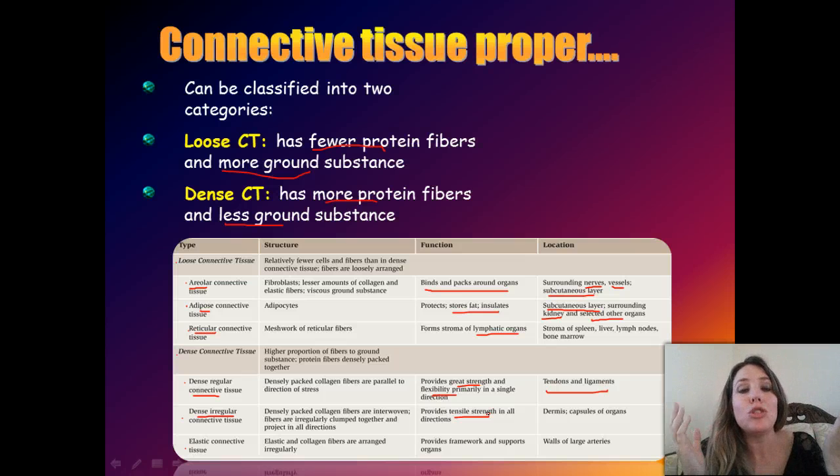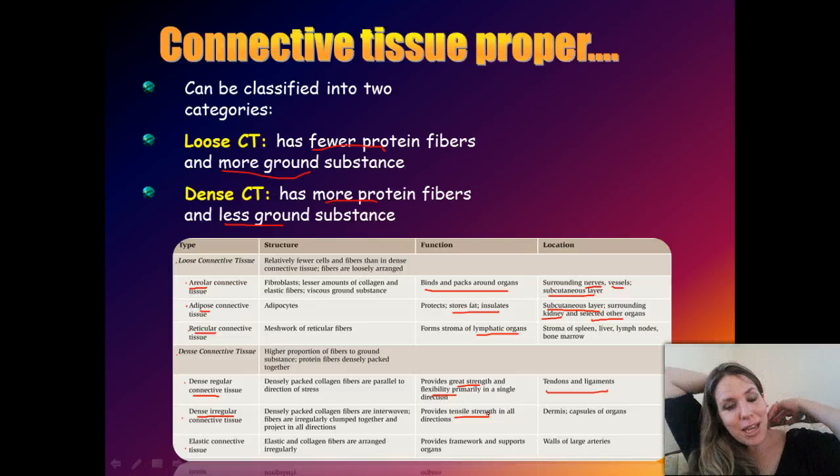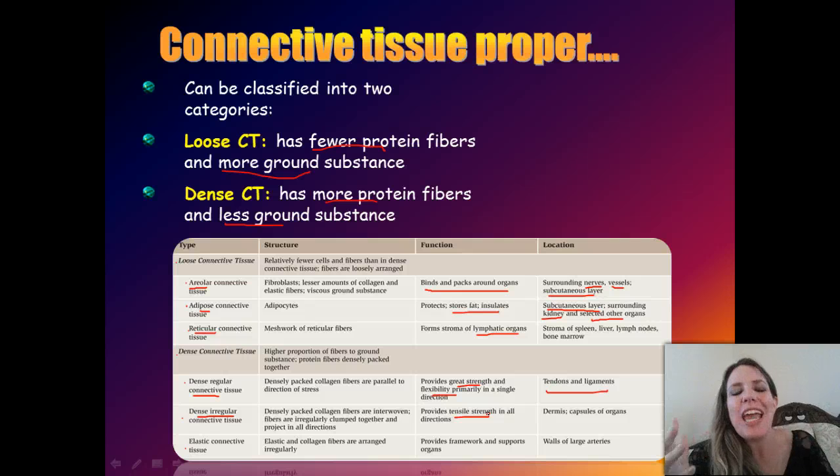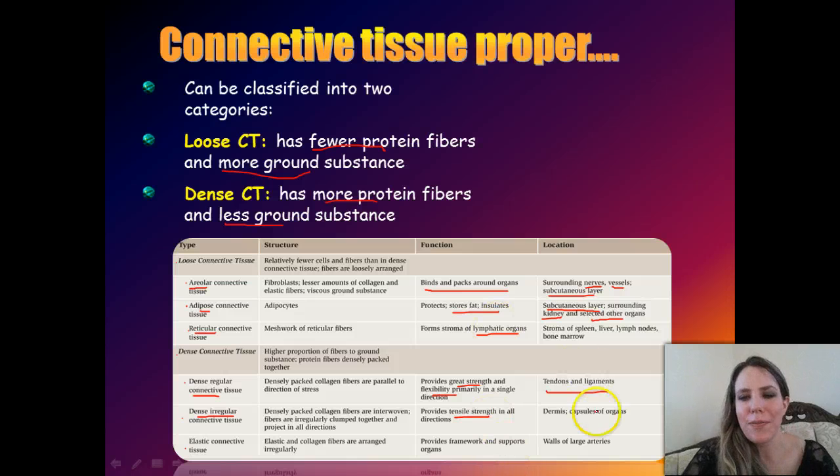So for example, the dermis of your skin under your epidermis. You want some strength there in all directions. So that would be dense irregular connective tissue. In fact, as you age, the dense irregular connective tissue breaks down, and so your skin's not as pliable anymore. You lose that youthful look.